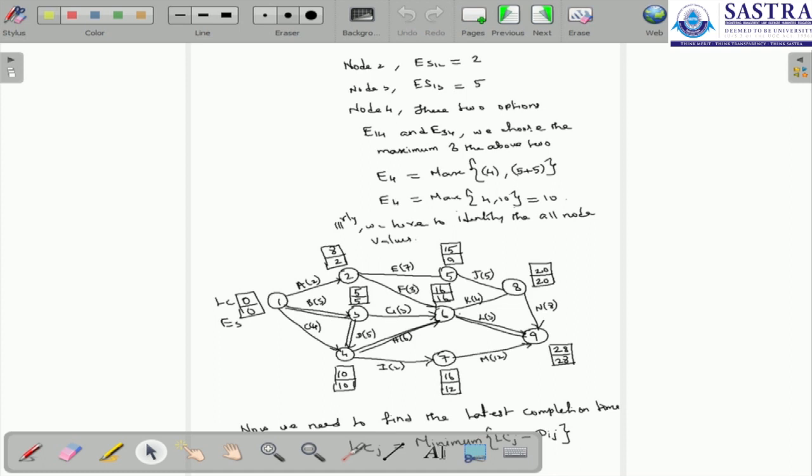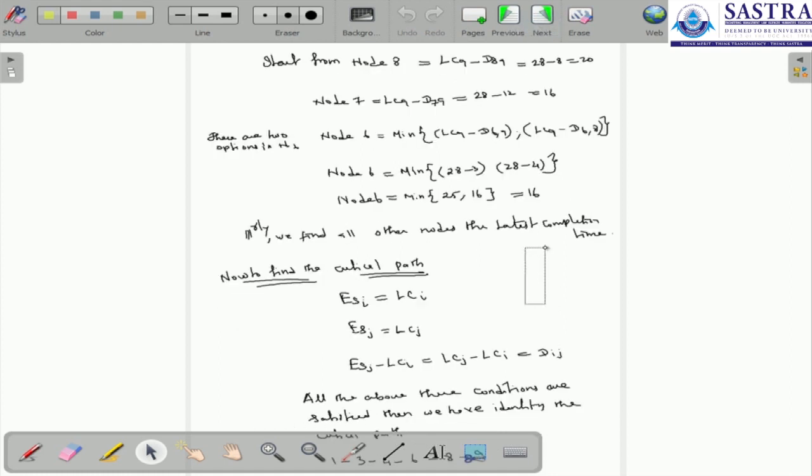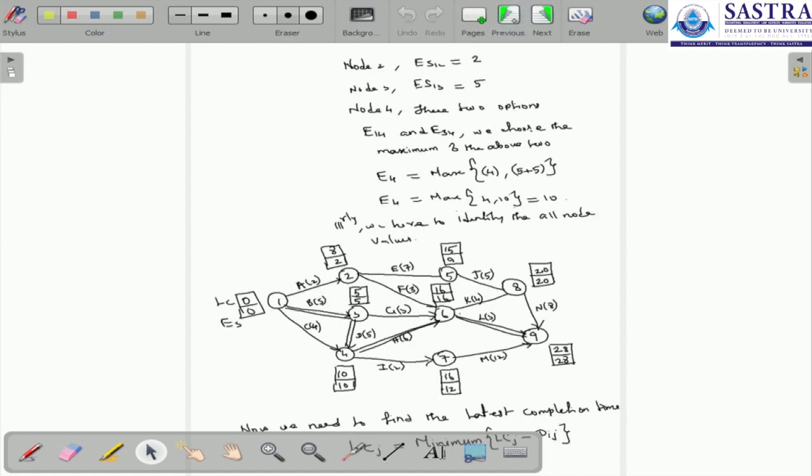So this is the critical path. From this diagram we can get the critical path. If we have the same value, there is a procedure to follow for the critical path. Here ESI equals LCI, and ESJ equals LCJ, and the difference ESJ minus ESI and LCJ minus LCI is equal to the duration value.